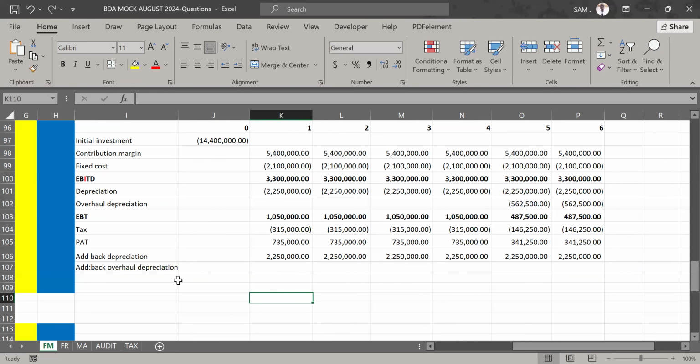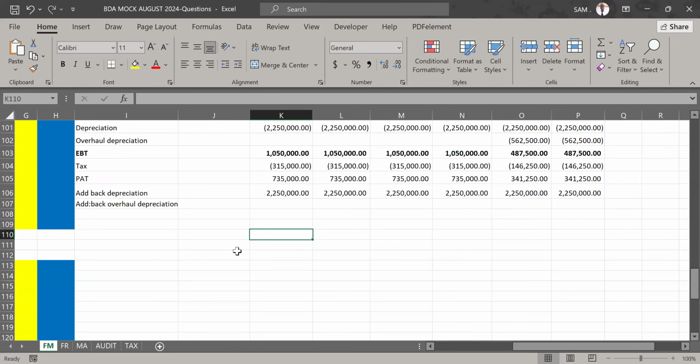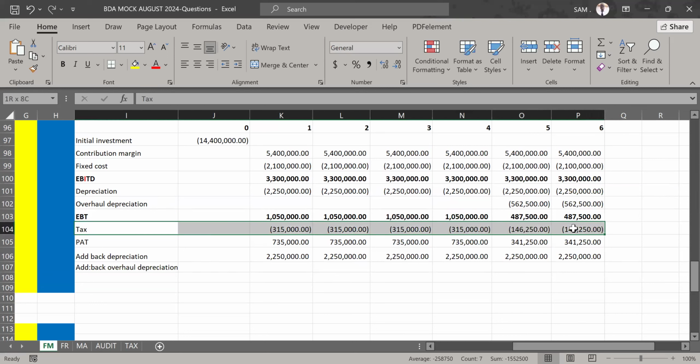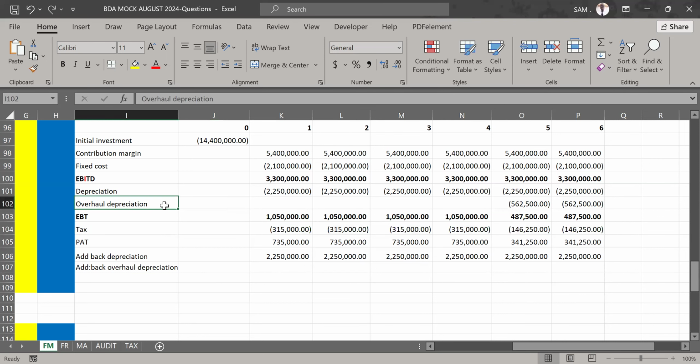So I hope in this direction we are taking now, you understand why the examiner brought this aspect of overhaul. The examiner just wanted to catch you here. Do you understand the effect of overhaul on depreciation and on tax? That is what the examiner was testing here. Nothing much. The examiner was not interested in asking you, tell me the value now of this asset, of this machine at the end of year 5.